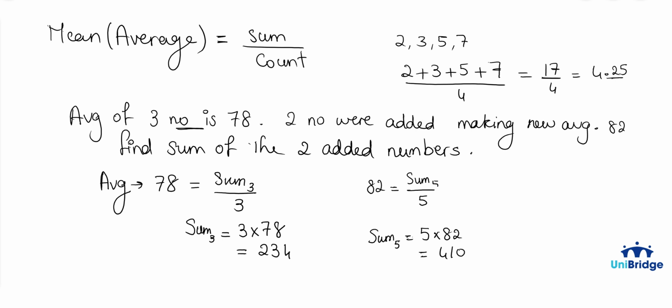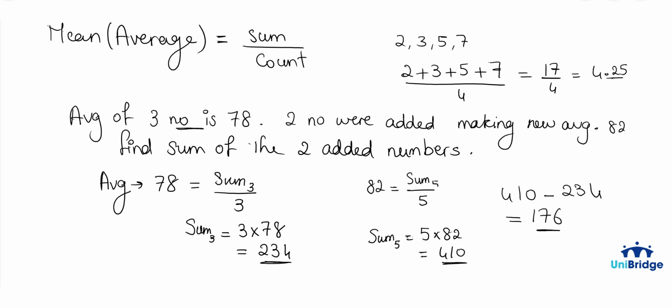If you want the sum of the 2 added numbers, then you get the sum of the 5 collectively and the sum of the 3, and you just subtract them to know how much you added. So if I subtract this from that, I get 176 as the sum of the 2 added numbers.